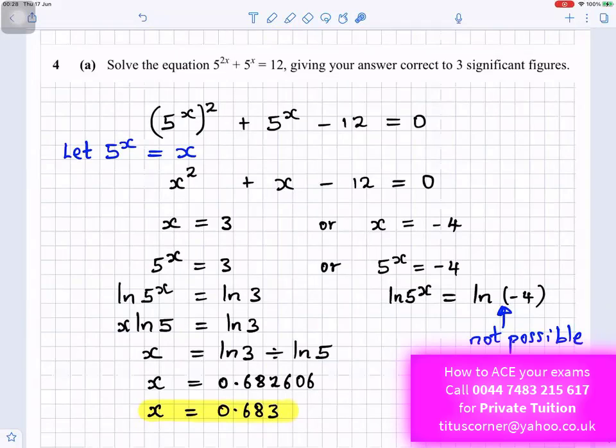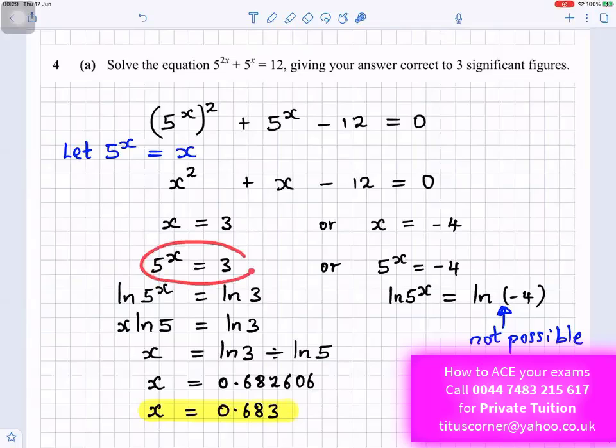We can write 5 to the power 2x. So 5 to the power x, we can let that be equal to u. So 5 to the 2x is 5 to the x all squared. So u squared plus u minus 12 equals 0. If we factorize this, we will get u equal to 3 and u equal to minus 4. So replace u with 5 to the x, for 5 to the x equals 3, or 5 to the x equals minus 4.